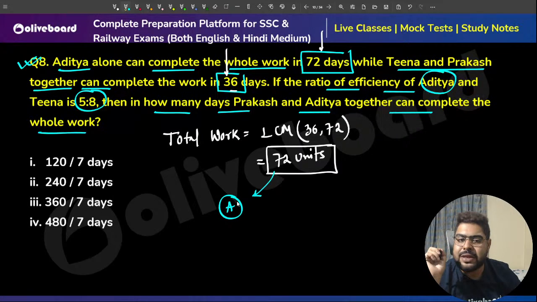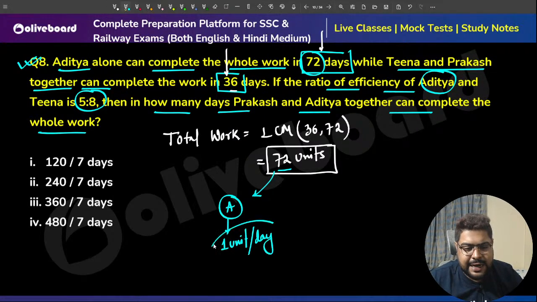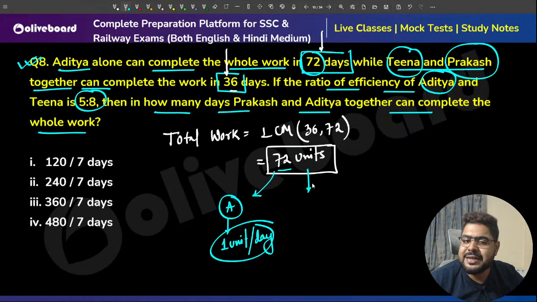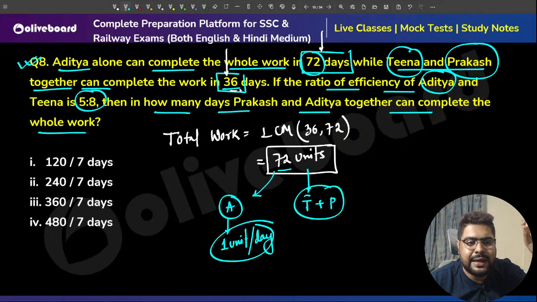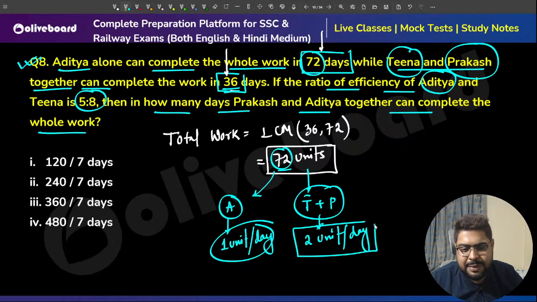So now, sir, what is the efficiency of Aditya? He is completing 72 units in 72 days, meaning it is 1 unit a day. That is the efficiency of Aditya. A stands for Aditya. Sir, again, what about Tina and Prakash? Tina plus Prakash take 36 days to complete 72, meaning the efficiency is 2 units a day, sir. Remember this.